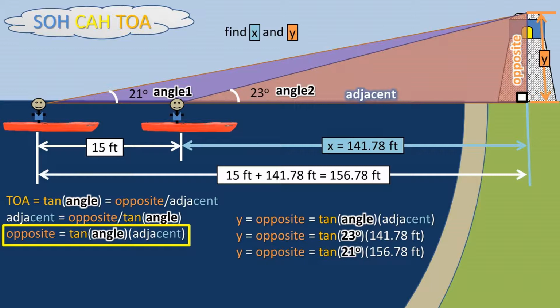Now we can once again use the opposite equals the tangent of the angle times the adjacent side of the triangle and plug in the adjacent side we found and the angles we were given. Plugging these numbers into our calculator, we are left with a height for both cases of 60.18 feet. This means that we have gotten the correct answer.